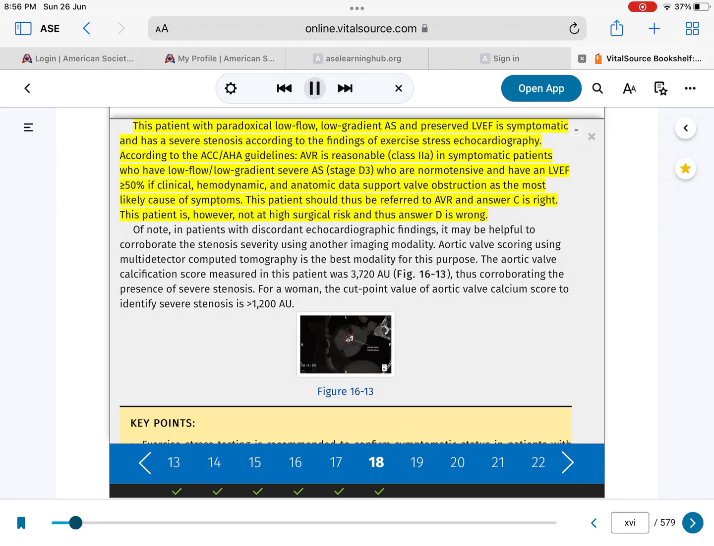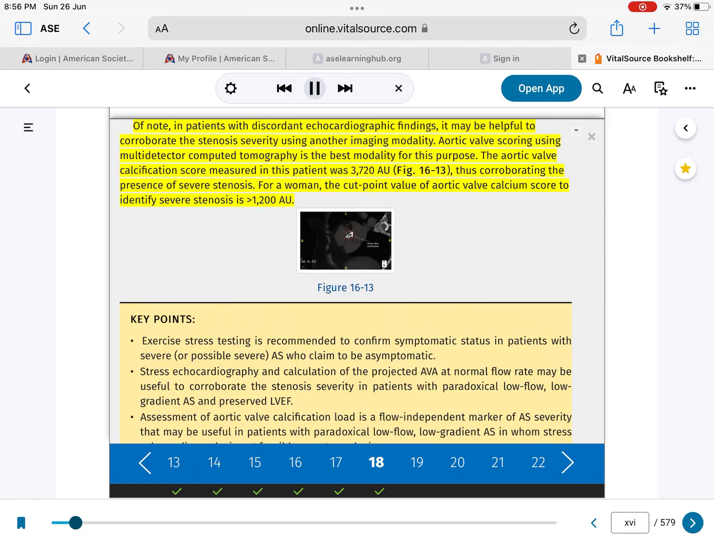This patient is, however, not at high surgical risk and thus answer D is wrong. Of note, in patients with discordant echocardiographic findings, it may be helpful to corroborate the stenosis severity using another imaging modality. Aortic valve scoring using multi-detector computed tomography is the best modality for this purpose.